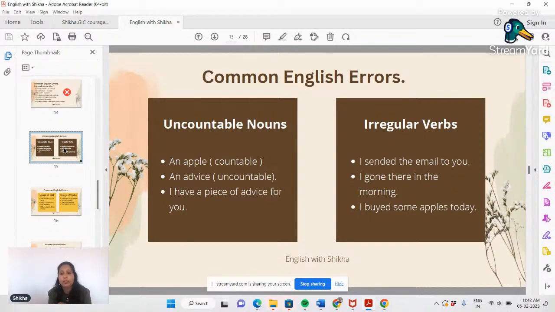"I gone there in the morning." This is totally a wrong sentence. You can say I had gone there in the morning or I will go there in the morning. Okay? In this way, you have to frame your sentences. Or you can say I went there. Simply, I went there in the morning. "I buyed some apples today": is that the past form of buy? Buyed? No, it is wrong.